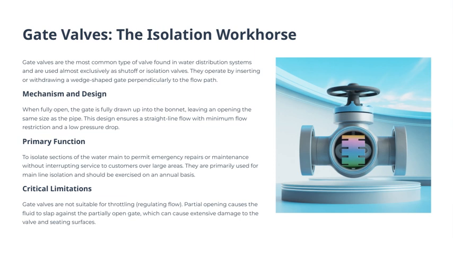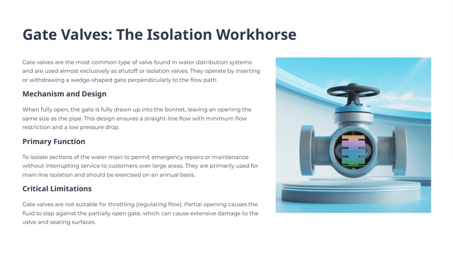One of the critical limitations to keep in mind is their primary use, mainly for isolating sections of the water main. This allows us to perform emergency repairs or maintenance without shutting down service over large areas. Because of this, they're primarily used for main line isolation, and it's important to exercise them at least once a year to ensure they function properly.